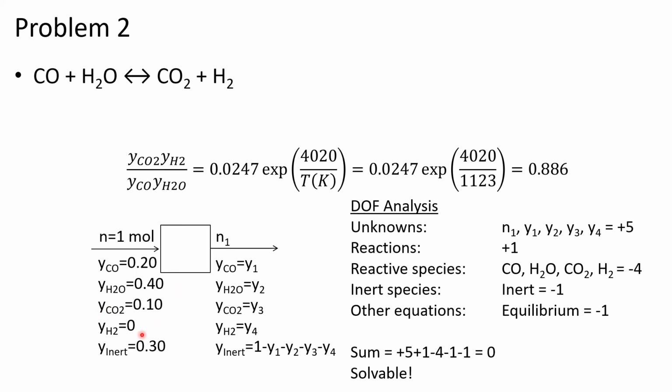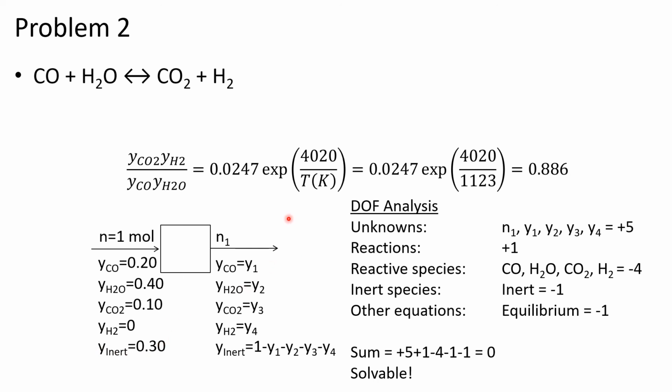There's no hydrogen, and the balance is an inert. So the mole fraction of the inert is 0.3. I always like to check and make sure that I've labeled a stream correctly in terms of mole fractions by adding them all up to see if they add up to 1. Let's check that here. The mole fraction of CO is 0.2. We add to that 0.4 to get 0.6. 0.6 plus 0.1 is 0.7. 0.7 plus 0.3 is 1. So indeed, these all add up to 1.